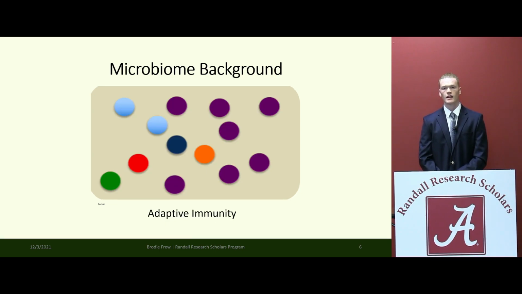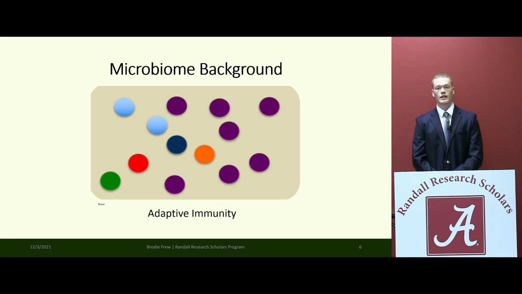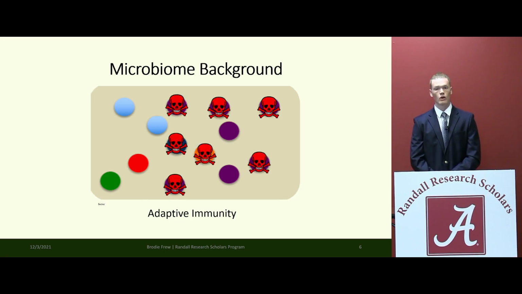The second kind of immunity is adaptive immunity. This occurs after a successful invasion of the BD pathogen. Here I have modeled a microbiome with each of the different colored circles representing a different species of bacteria, and as you'll see, the red skull indicates the invading BD pathogen. When BD invades the microbiome, it outcompetes bacteria that don't display any antifungal properties, and as it continues to grow and reproduce, it will actually further push these bacteria out of the microbiome.